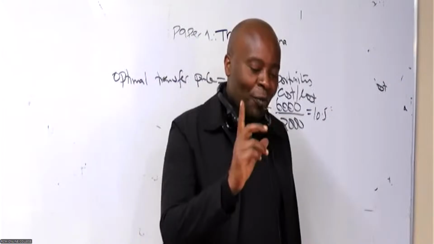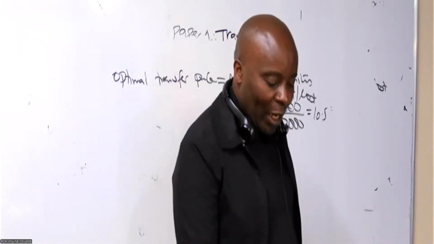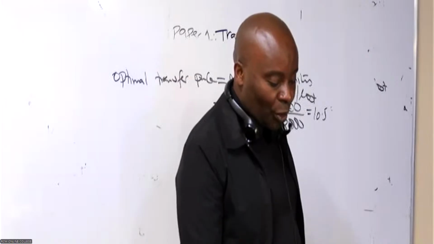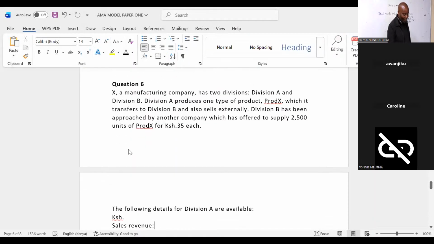Now, before I go to a very good past paper question, let us go to this other shorter ACCA question, which your examiners will always borrow quite a lot. Question number 6. X, a manufacturing company, has 2 divisions, Division A and Division B. Division A produces one type of product called product X, which it transfers to Division B and also sells externally. Division B has been approached by another company which has offered to supply 2,500 units of product X for 35.